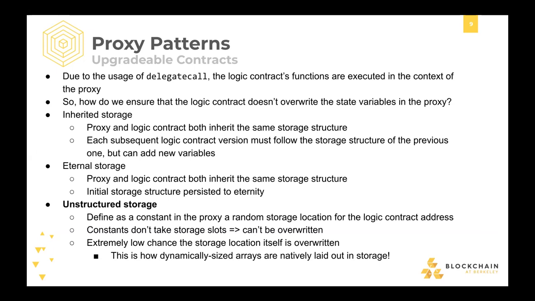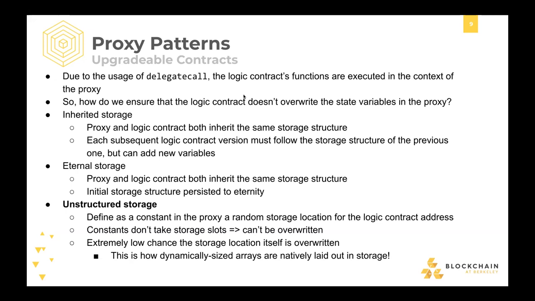So there's a couple of ways that we can ensure that we can safely keep updating our logic contract in a way that we don't accidentally overwrite something we need in the proxy contract. And there's three patterns for this that OpenZeppelin talks about. The first is called inherited storage, where both the proxy and the logic contract inherit the same storage structure. That means they have the same variables in the same places, in the same order.